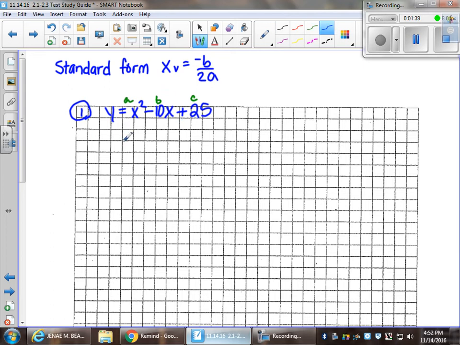Let's do the math. xv equals negative 10 divided by 2 times 1, is 10 divided by 2, which is 5. So we have the x value of the vertex, but now we need the y value. So to do that, we will actually substitute 5 back in for x. So that would be 5 squared minus 10 times 5 plus 25. Pause here, please, and go ahead and use your calculator to do that, or mental math, whichever. But pause and get your answer, please.